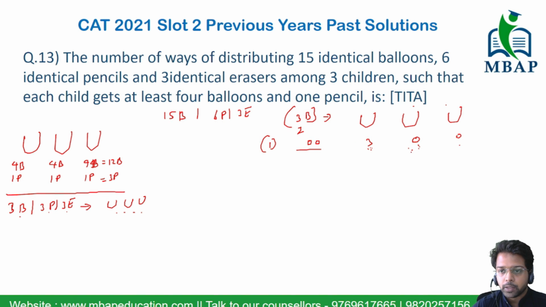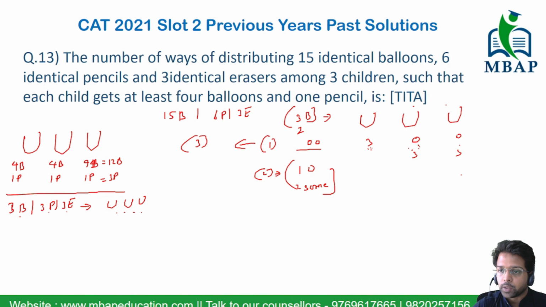Now 3 can come here also and 3 can come here also. So how many such cases will be possible? For case number 1, there will be exactly 3 ways of distributing 3 balloons to 3 children where 2 of them are getting exactly 0. Similarly, you can try to make case number 2. In case number 2, let me make one of them 0 and 2 of them will get something.